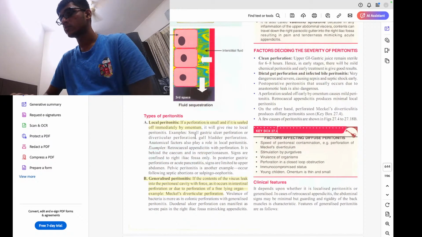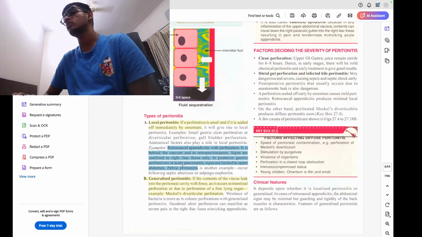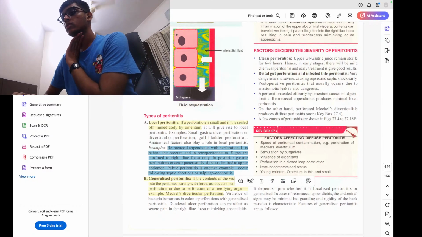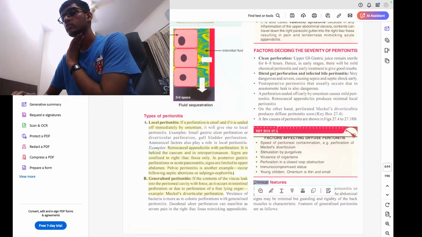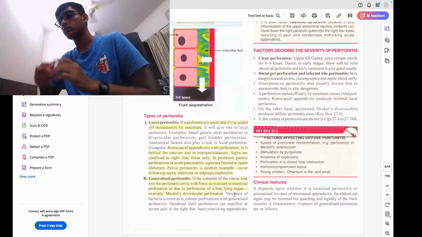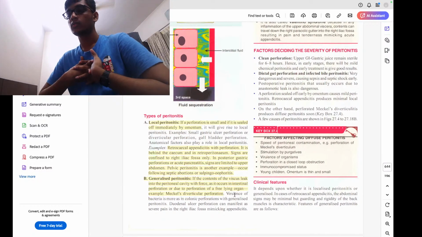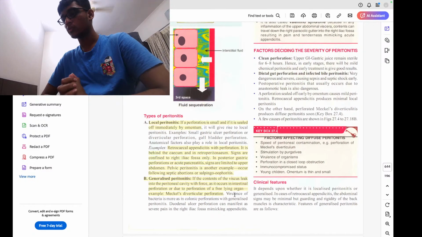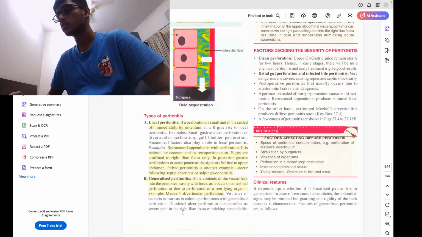Anatomical factors play a role in local peritonitis. So signs are confined to the right iliac fossa. In posterior gastric perforation, acute signs are limited to the upper abdomen. Pelvic peritonitis is another example. It occurs following septic abortion or esophageal perforation. Virulence of the bacteria is more in chronic perforation with generalized peritonitis. Duodenal ulcer perforation can manifest as severe pain in the right iliac fossa mimicking appendicitis.